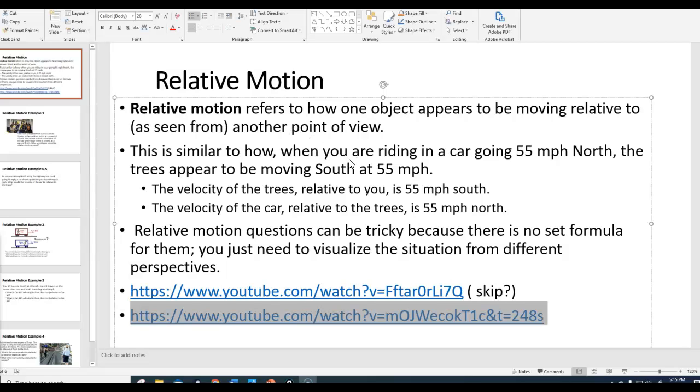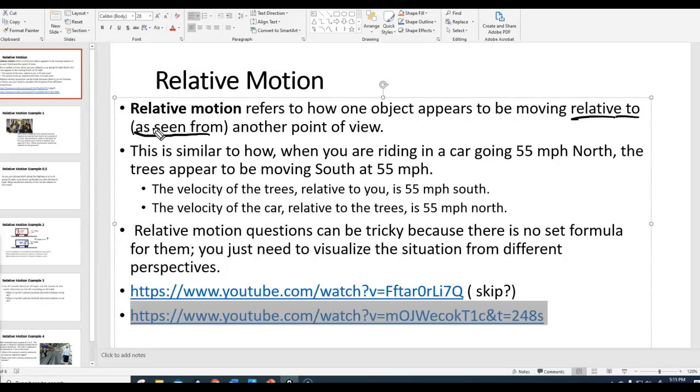Okay, so this is going to be the last video of Unit 1, and this video is talking about relative motion. When we do problems with relative motion, basically what we're talking about is how one object appears to be moving relative to another perspective. Now, when you see that term relative to, you can basically think of that as seen from.